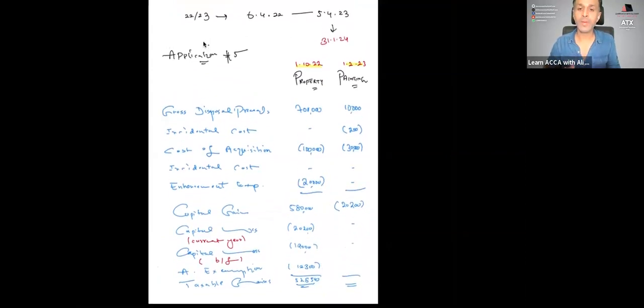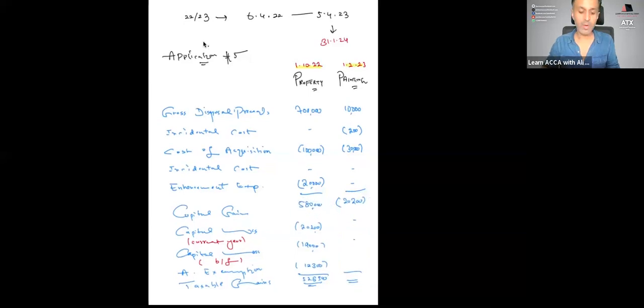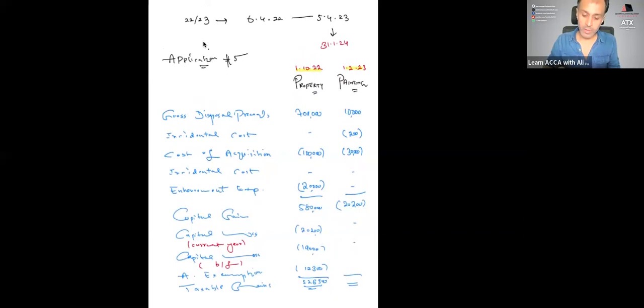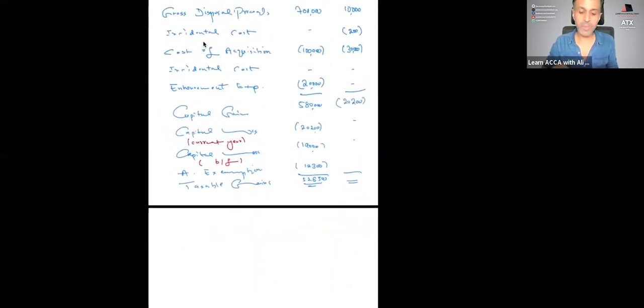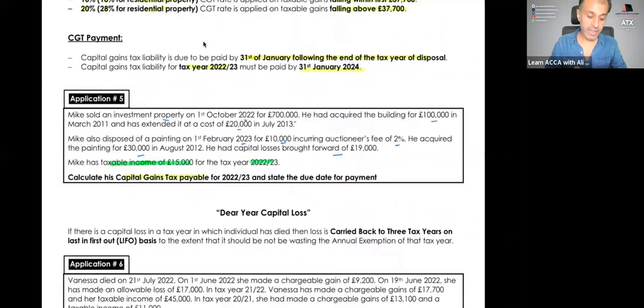Here you go. Okay. So which band does it fall into? It's falling into the second band, and we must tax the first 37,700 at 10% and the excess at 20%. See, it's an investment property. It's not a residential property.